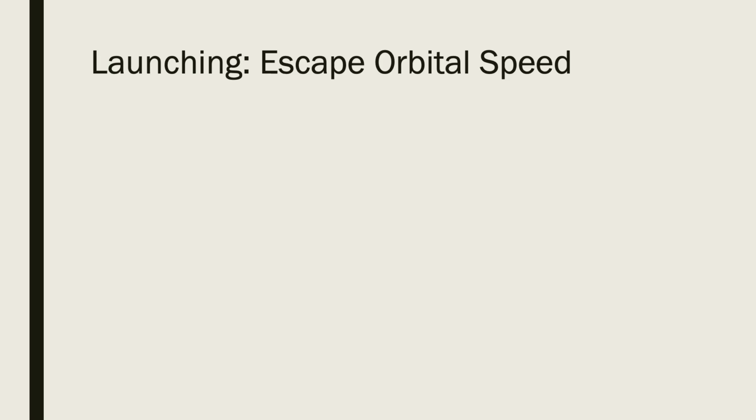Hi, today we're going to focus a little on satellites. So the first thing we're going to talk about is launching, so escape orbital speed. We want to figure out how fast something has to be going to be able to escape the gravitational field of a planet or moon or other large celestial body.